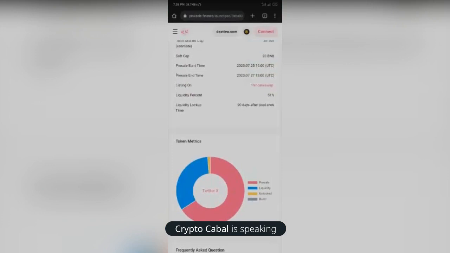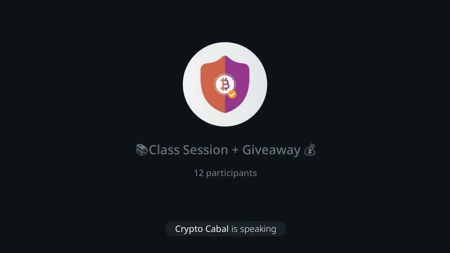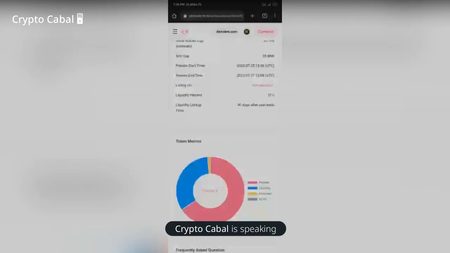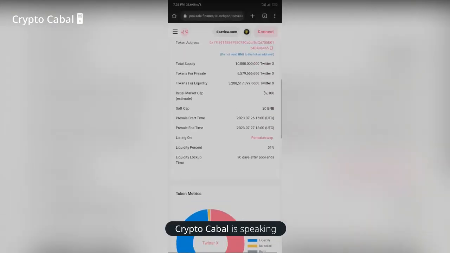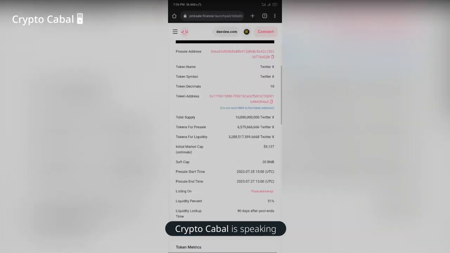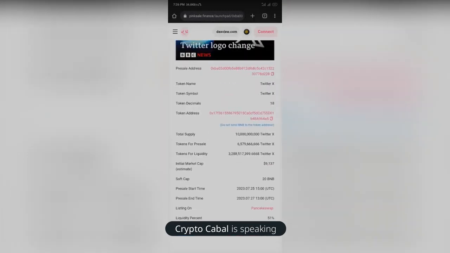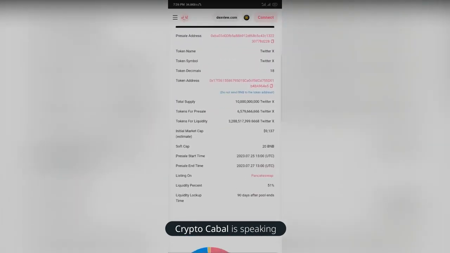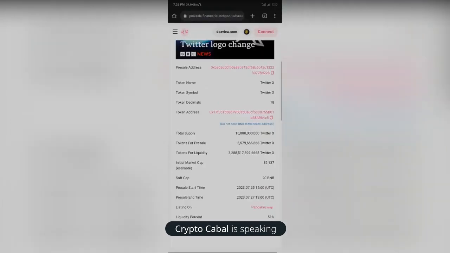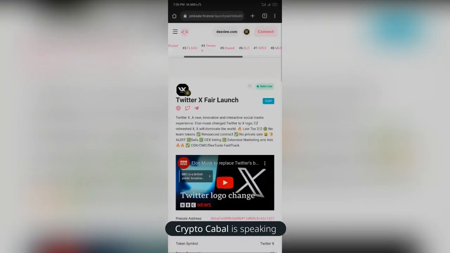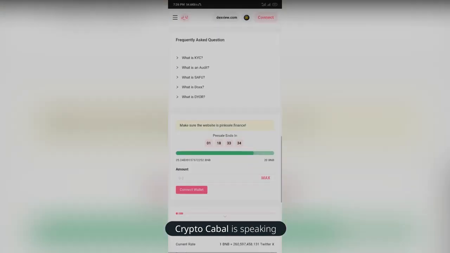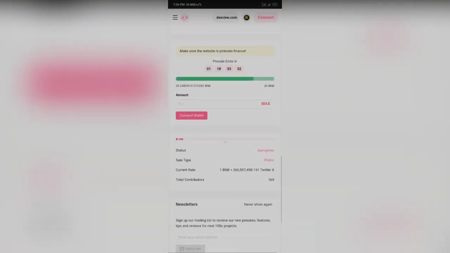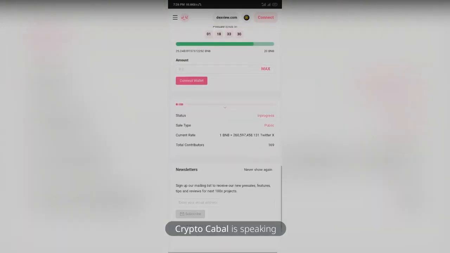And some projects might not allow immediate sales. They lock the liquidity for some days until they are done. Now, if you check the listing price, I think we should have the listing price here. Let me check it. Okay, their listing price is not here.